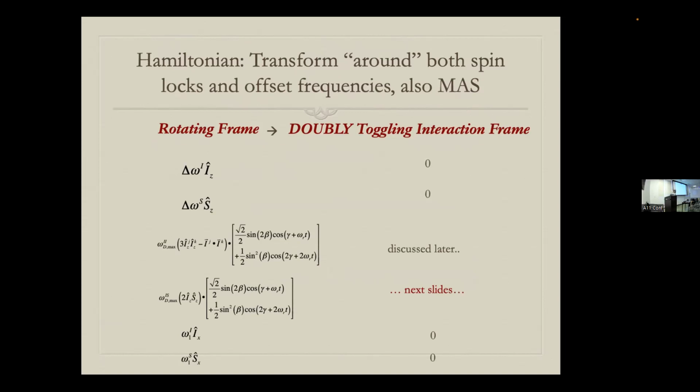So putting the MAS in, we had really only these two non-zero terms. The homonuclear couplings look like this for either I or for S. But now they're going to have some time dependence also due to MAS. The homonuclear couplings, which we're trying to work with, look like this.